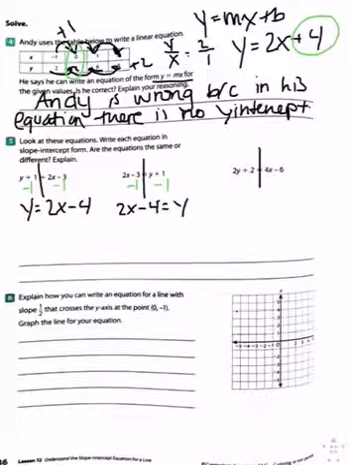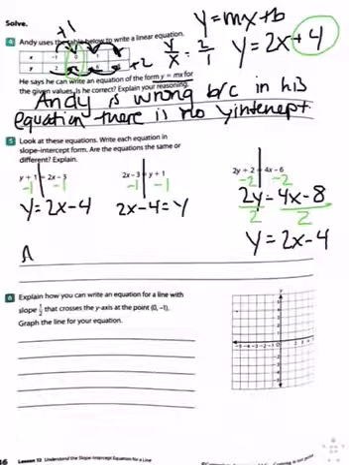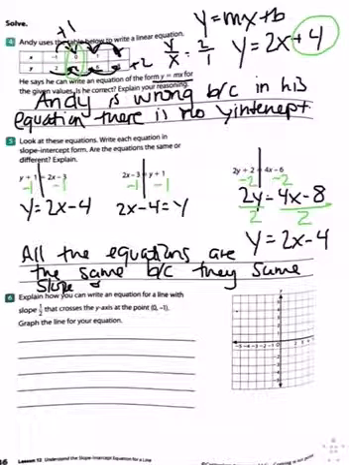And in the last one, we have to move 2, so we're going to make it negative. We have 2y equals 4x minus 8. Then we divide by 2. And so our final equation is y equals 2x minus 4. All the equations are the same, because they have the same slope and y-intercept.